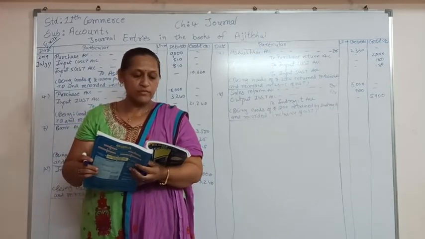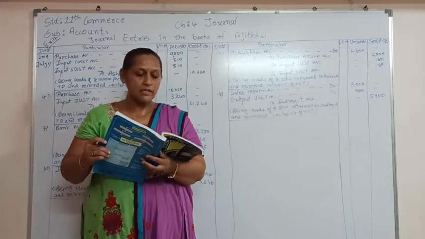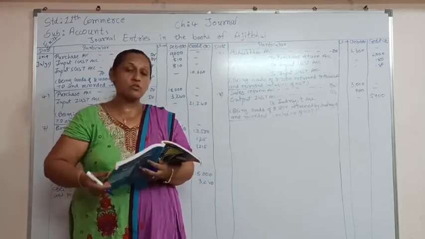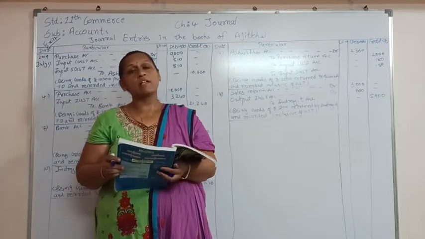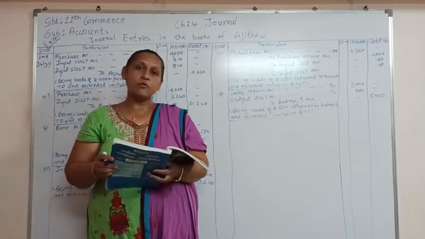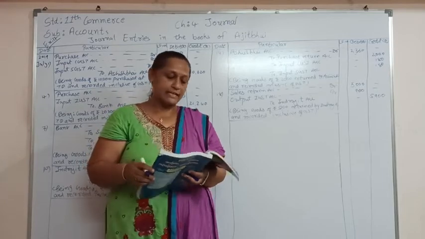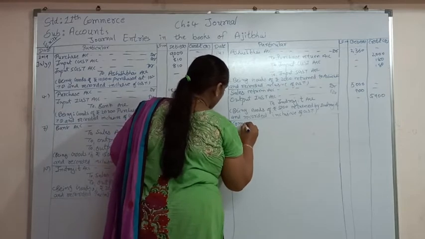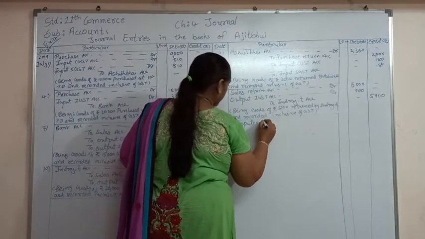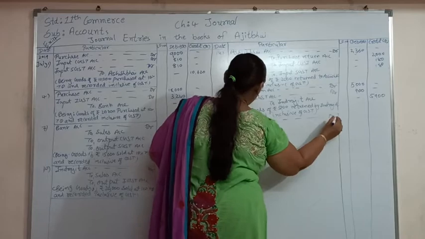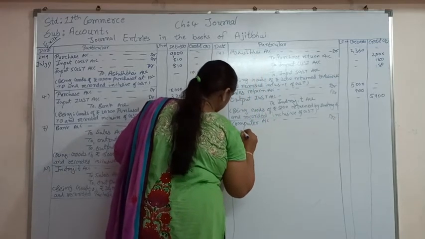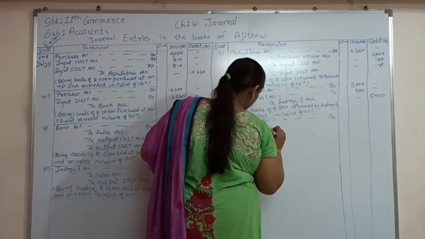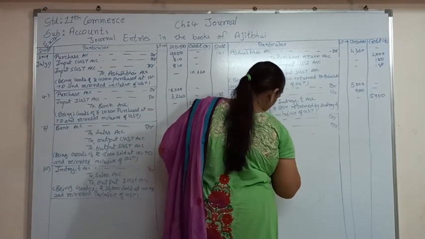A computer of rupees 50,000 purchased from Noble Infotech of Delhi, and payment made through cheque. So here we have purchased the computer. For that, the journal entry we are going to pass is computer account debit, input IGST account debit, to bank account.